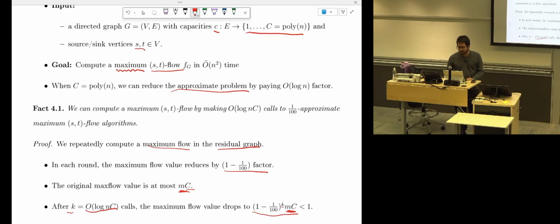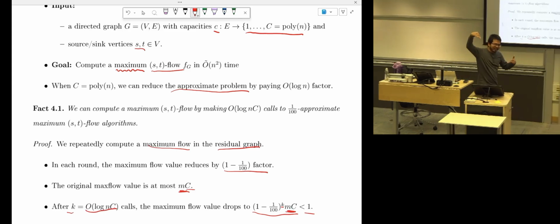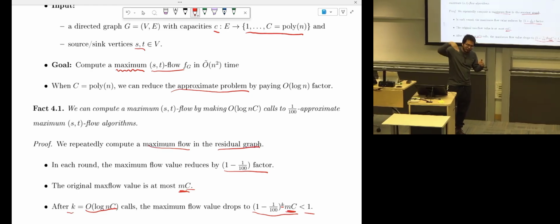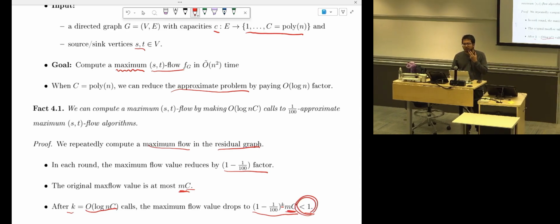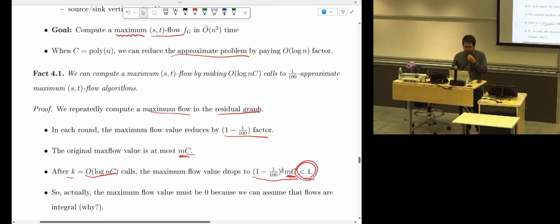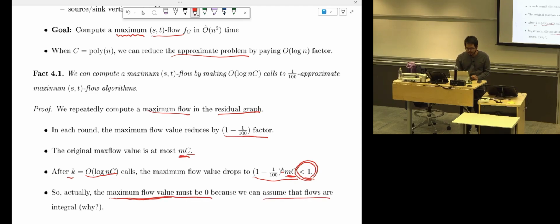Thus, if k is big enough, like log n, this is less than 1. So the max flow value in the residual graph keeps exponentially reducing. After log n times, this is less than 1. If it's less than 1, actually it must be 0. Why? Because we can assume that the flows are integral.